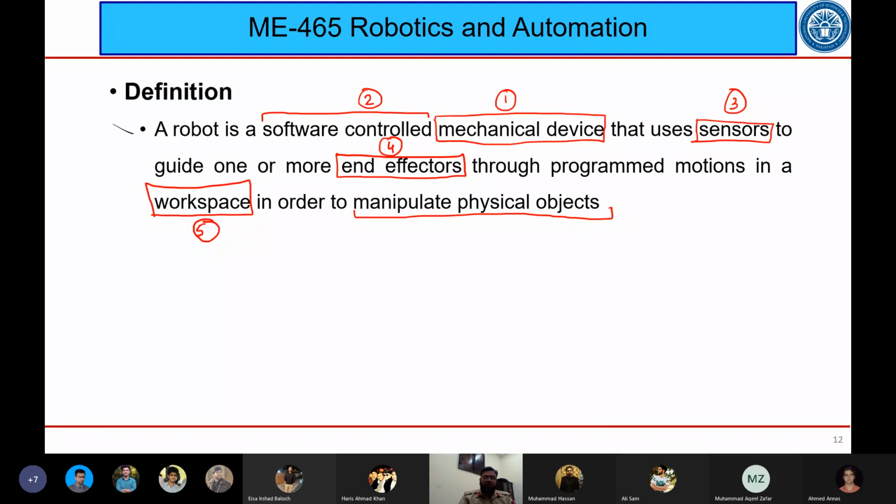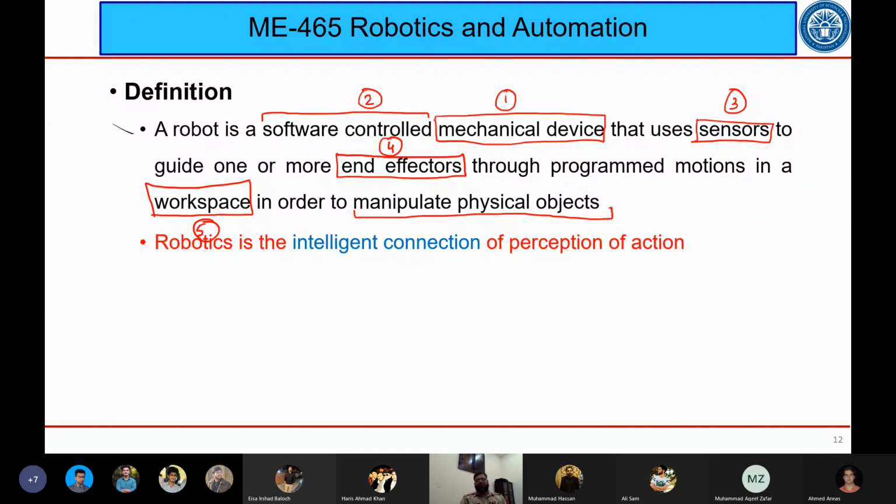Any more questions on this so far? Alright, if there are no more questions, this definition that we discussed above goes with the manipulation system, but then a generic definition came up. What is it? The generic definition says robotics is the intelligent connection of perception of action. I repeat, robotics is the intelligent connection of perception of action.